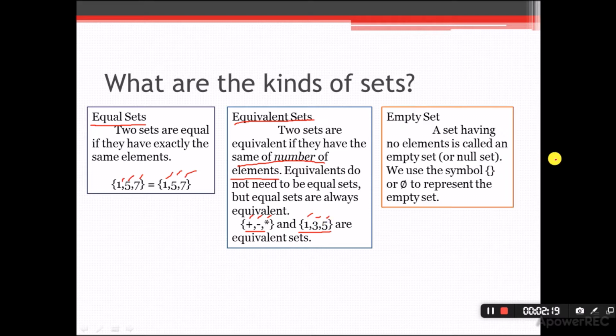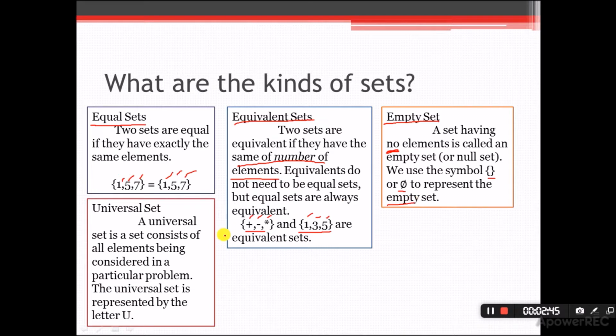The third kind of set is the empty set. Empty set, from its name, empty. A set having no elements is called an empty set or a null set. We use the symbol of the double bracket, or the symbol phi, to represent the empty set.